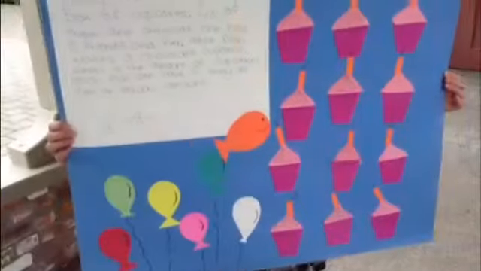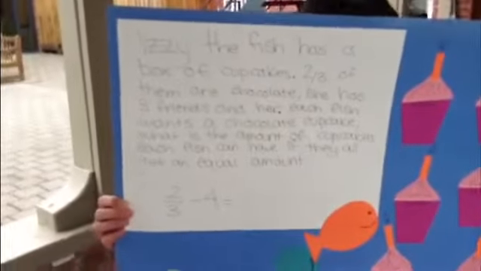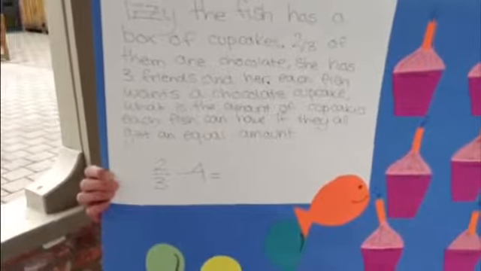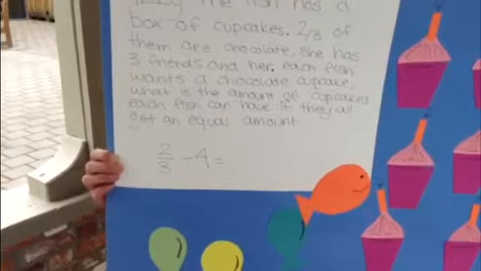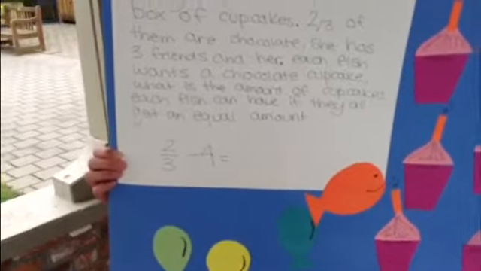Dividing a fraction by a whole number. Izzy the fish, Hi, I'm Izzy, has a box of cupcakes. 2/3 of them are chocolate. She has 3 friends and her. Each fish wants a chocolate cupcake. What is the amount of cupcakes each fish can have if they all get an equal amount of cupcakes?